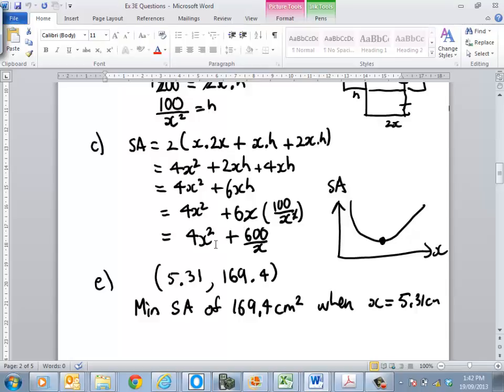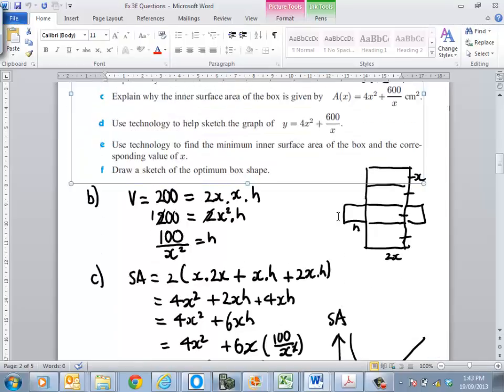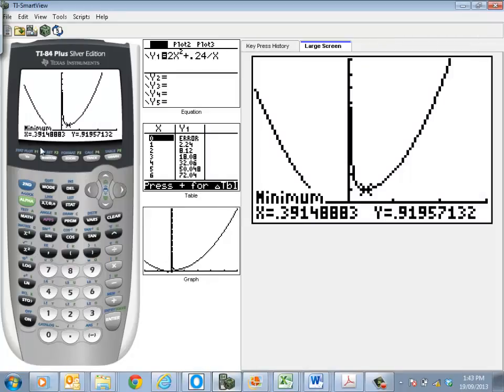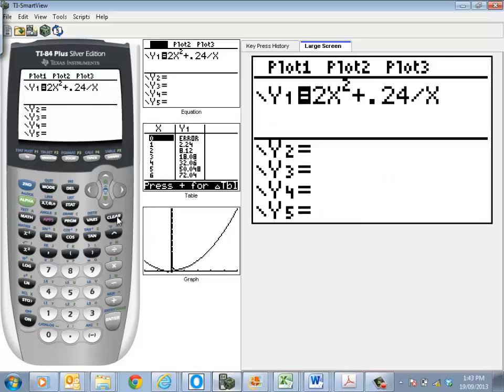I know I'm looking for a sketch of my curve. In fact, that minimal point works out to be 5.31, and it's got a surface area of 169.4. So when it asks you to sketch it, that's what you do, and you find the min value by doing it in the calculator. If we put that into our calculator, I'll do that part for you. Clear what you've got in there. What have we got? 2x squared plus 600 divided by x.